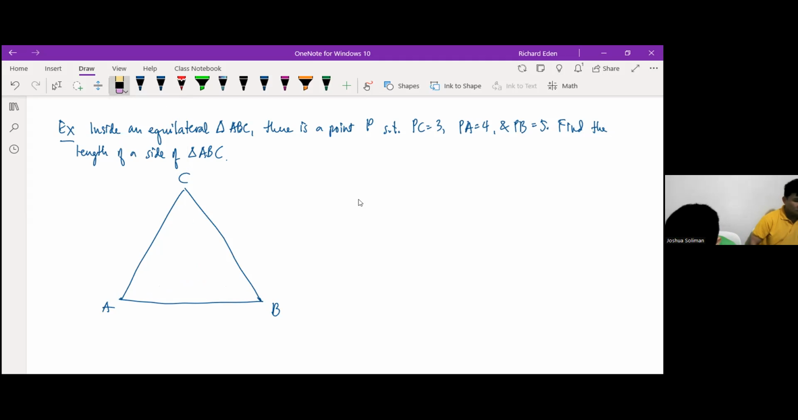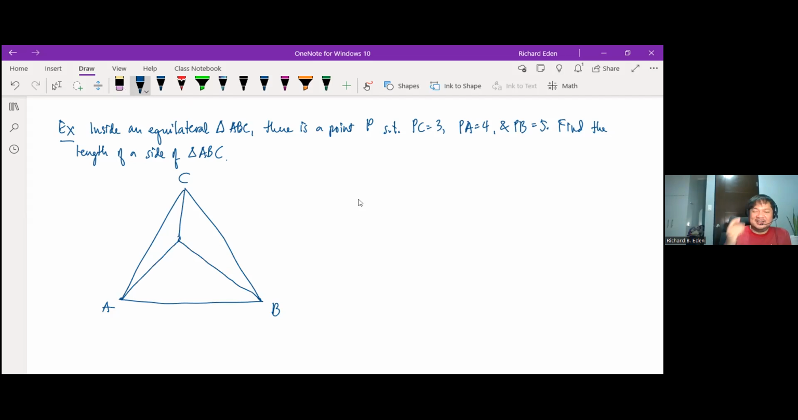Use a specific tool that starts with the letter G. GeoGebra. Okay. Maybe we could try with GeoGebra later in our drawing.